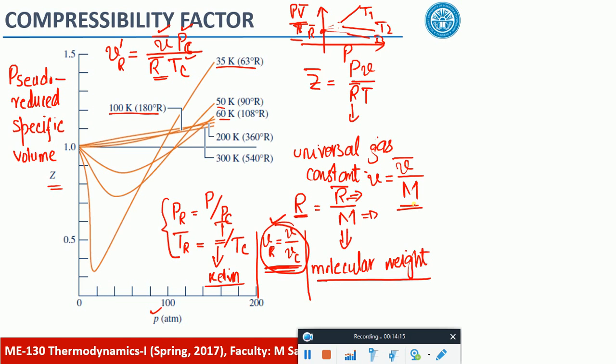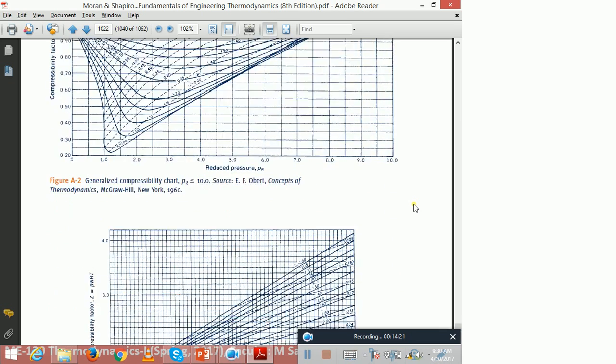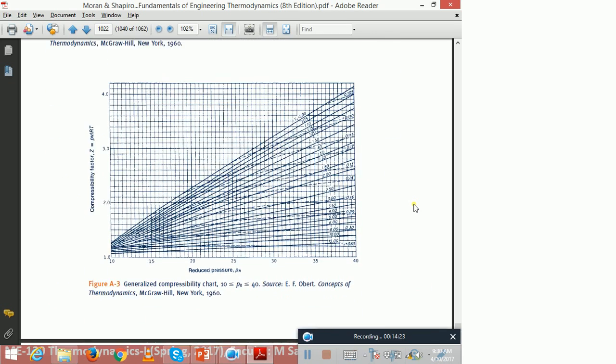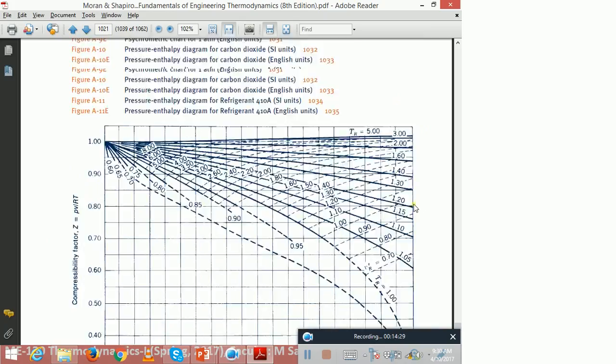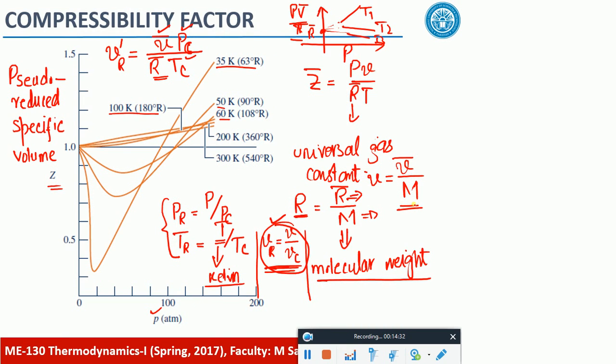You are not going to use any of these plots. You are going to use these plots, and those plots were also part of those property tables which I have sent you. Keep your eyes familiar with those kinds of charts, because you would be using them not only for this subject but also for thermodynamics 2, heat and mass transfer, and refrigeration and air conditioning. And if you jump into power plants, you're going to use those charts there as well.